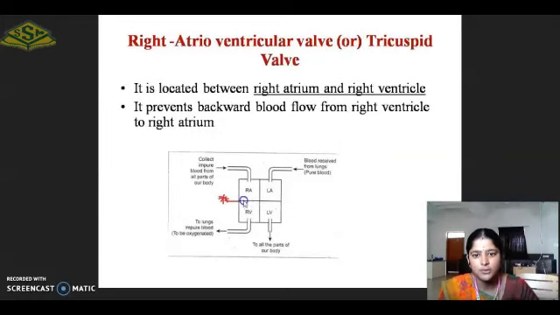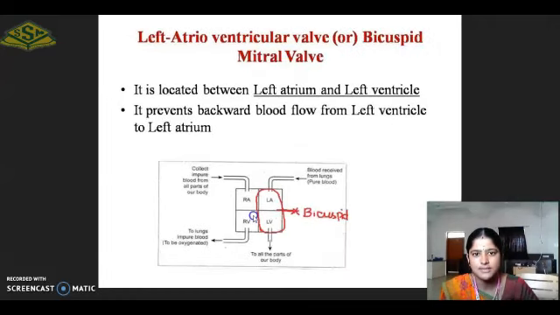The tricuspid valve is also known as the right atrioventricular valve because it is located between the right atrium and right ventricle. It prevents a backward blood flow from the right ventricle to the right atrium. The second valve is the bicuspid valve or mitral valve. It is located between the left atrium and left ventricle, so it is also known as the left atrioventricular valve. Similarly, it also prevents a backward blood flow from the left ventricle to the left atrium.